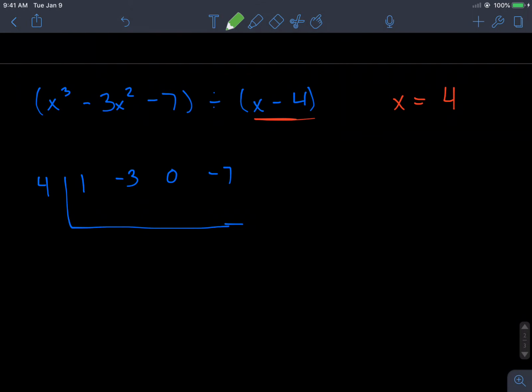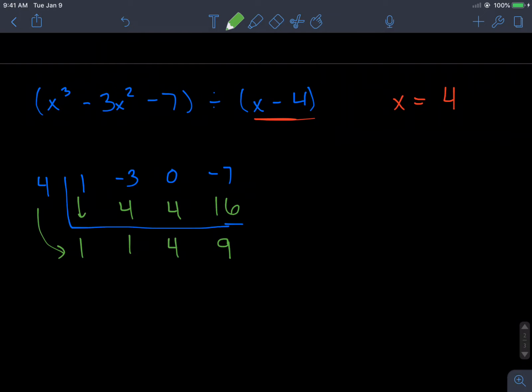And then we do the same process. We bring this down, and you can still think of that as adding down because we have nothing there. So 1 plus that nothing is 1. And then we do 4 times 1, so we multiply. 4 times 1 is 4. Add it down, so negative 3 plus 4 is 1. And we multiply again, so 4 times 1 is 4. Add down, 0 plus 4 is 4. Multiply, 4 times 4, 16. Negative 7 plus 16 is 9.